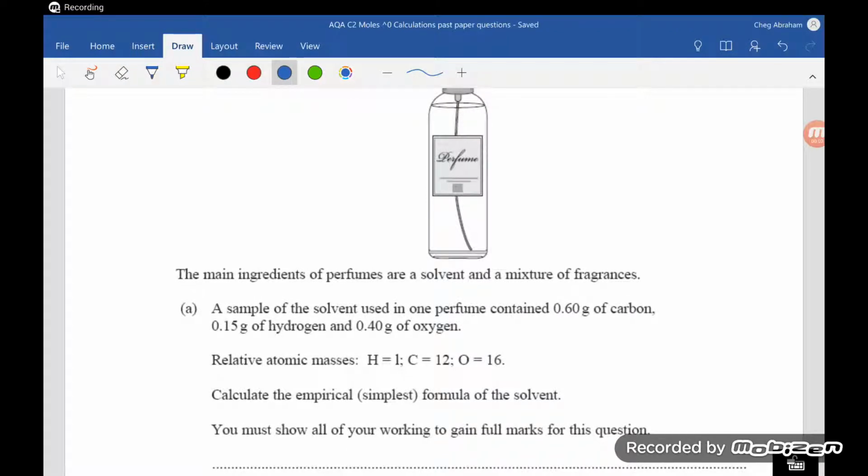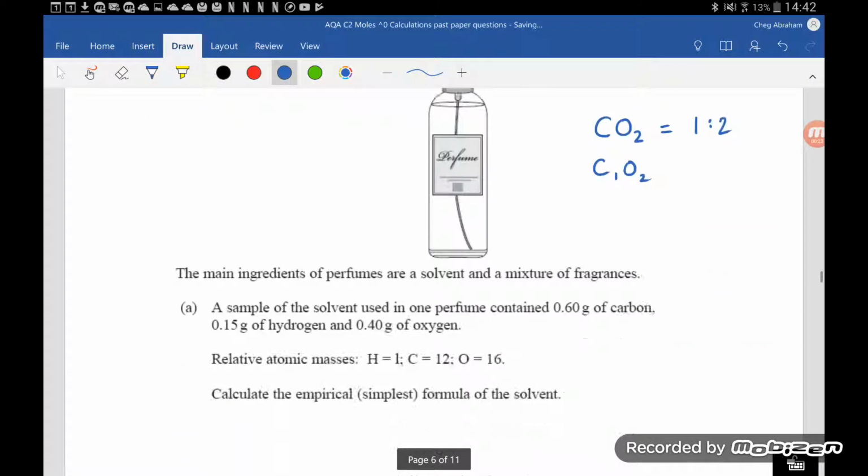This is a question about finding the empirical formula, which is the ratio of atoms to each other. So the empirical formula of CO2 equals 1 to 2, so it will be C1O2 as an empirical formula. It's the ratio of the atoms to each other in a compound.